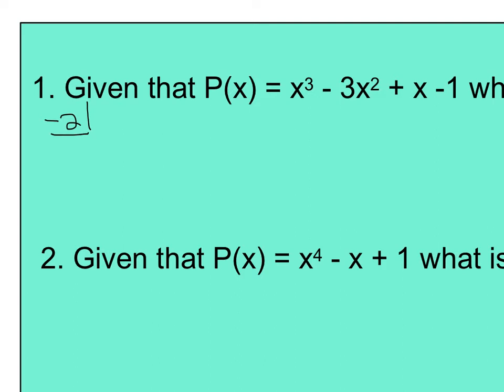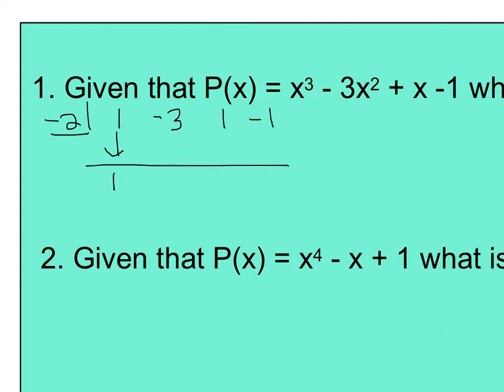And then we have x cubed, which has a coefficient of 1, x squared, which has a coefficient of -3, x, which has a coefficient of 1, and then -1 at the end. So we're using our synthetic division skills here. Bringing the first down, and then from here it's multiply and add, multiply and add.